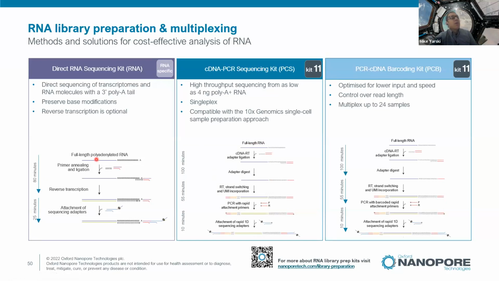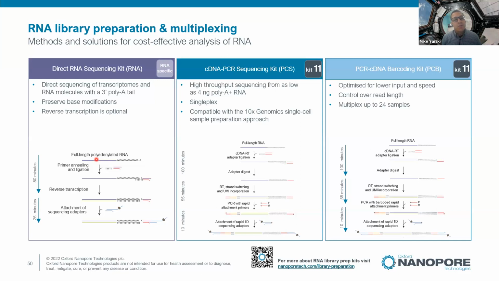This has a newly modified motor protein, because it's moving in the opposite direction of the DNA motor. So it has to be RNA specific, as well as the pore. The pore has been tightened up as well to have a narrow pore through the middle, so we get better resolution of the RNA.